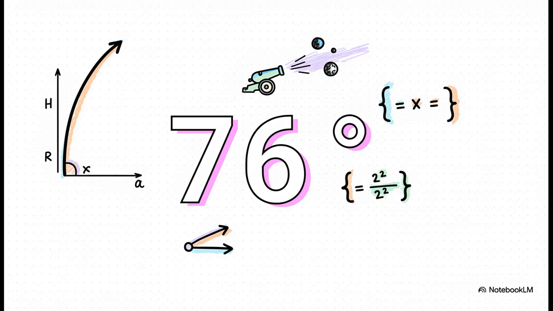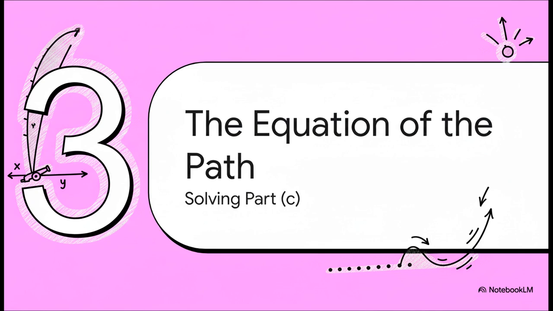You do a little bit of algebra and trig, and you find it happens when the tangent of the angle is exactly 4. That works out to be about 76 degrees. Pretty neat. All right, next section.